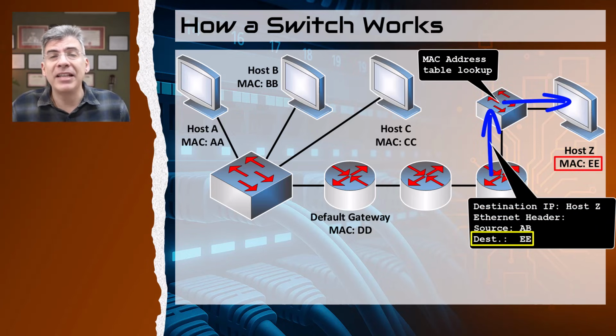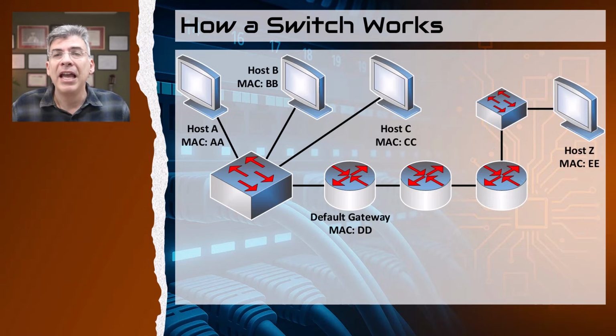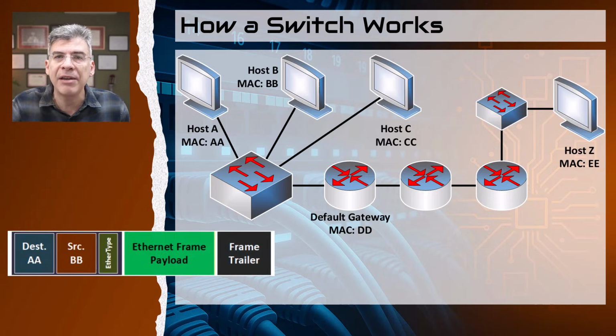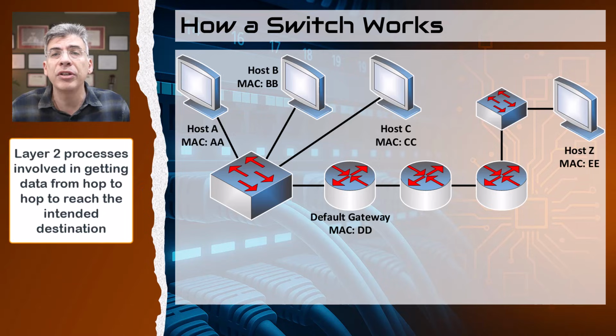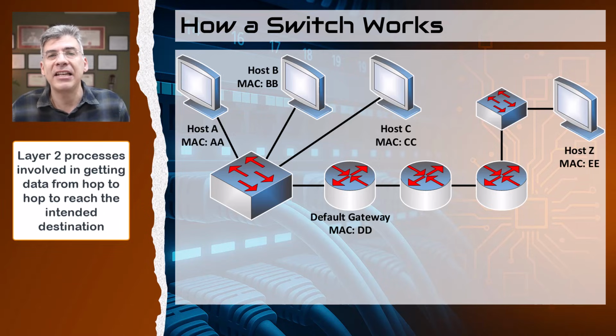So that, my friends, is an overview of switching, how Layer 2 MAC addresses are placed within the header of an Ethernet frame, and how these addresses are used by switches to get that payload to the intended destination. And it's also how Layer 2 is involved in getting data from hop to hop, from routing device to routing device, until it gets to the destination.